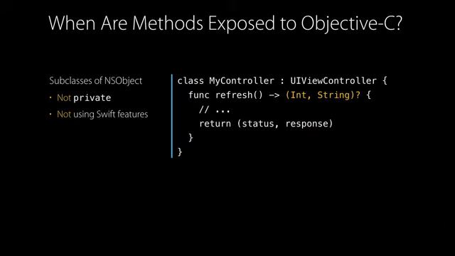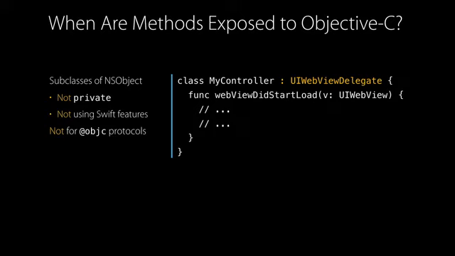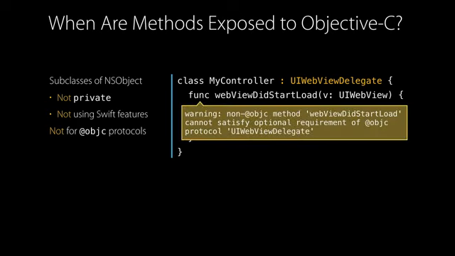Finally, if you're not a subclass of NSObject, but simply conforming to an Objective-C protocol, then you have to take extra care to make sure that your methods actually satisfy the requirements of the protocol. And in Xcode 7, you'll get a warning for this. In this case, webViewDidStartLoad is non-@objc, and so it cannot satisfy the requirement of the UIWebViewDelegate protocol. So that covers the defaults.